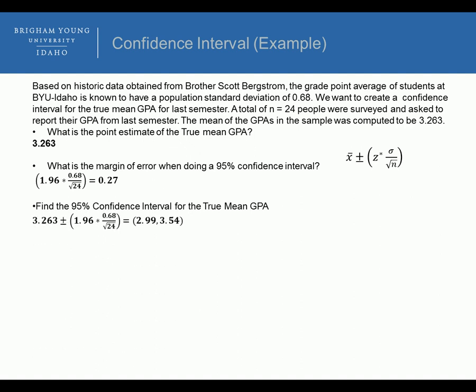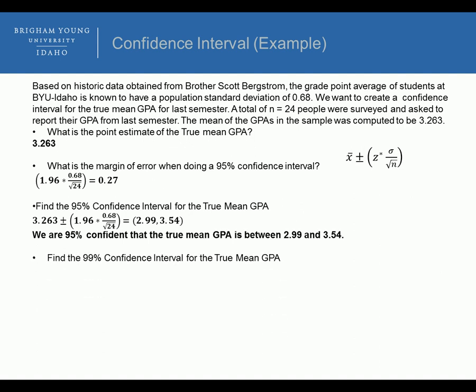Here is how we calculate it: we take 3.263 plus or minus the margin of error to get two numbers, the lower bound and the upper bound. Remember, we have to multiply and divide first to the right of the plus or minus sign before we add and subtract from the mean. And so we get a lower bound and upper bound of 2.99 and 3.54. How do we interpret that? We say that we are 95% confident that the true mean GPA is between 2.99 and 3.54. Now I want you to stop the video and calculate and interpret the 99% confidence interval for the true mean GPA.